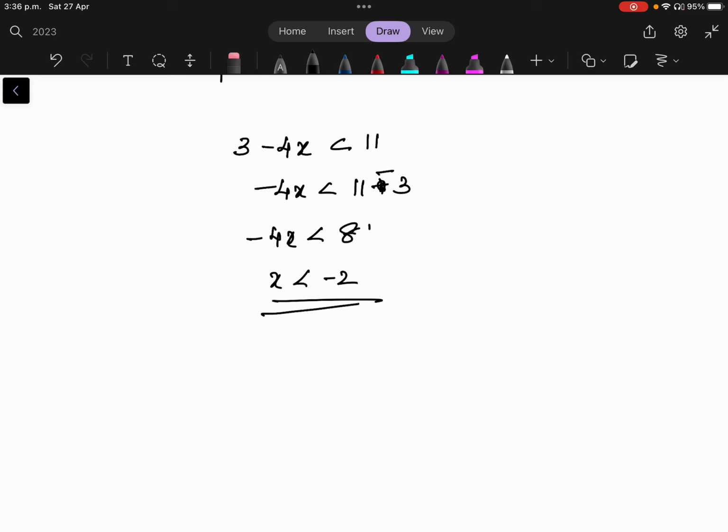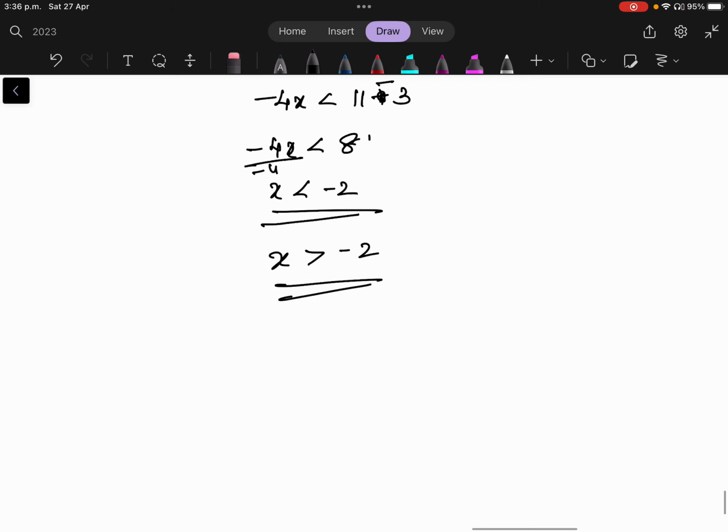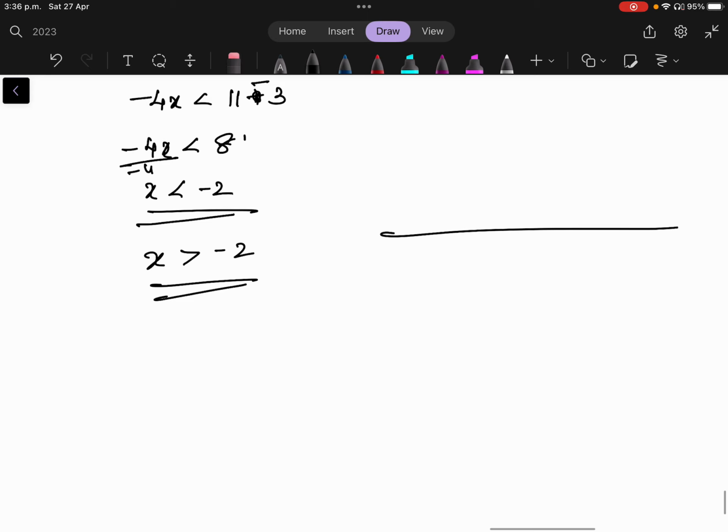Less than minus 2. So here what you have to do is, since you are dividing by a negative sign, you have to put that as x is greater than minus 2. Here you are dividing by minus 4, right? So you have to change the sign and put it as greater than 2. And whenever you need to draw a number line for n, you just put the values like dots here, and for r you have to draw a thick line. Okay, you have to remember that.